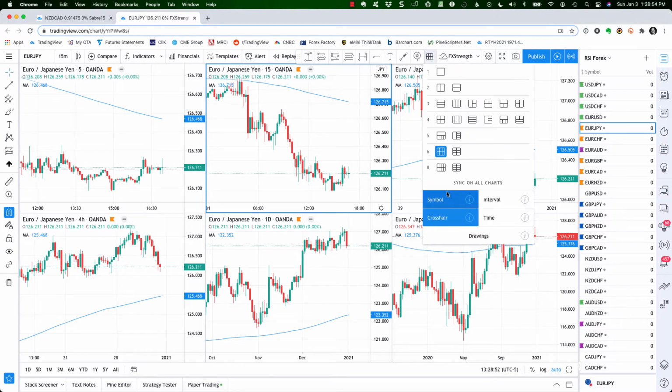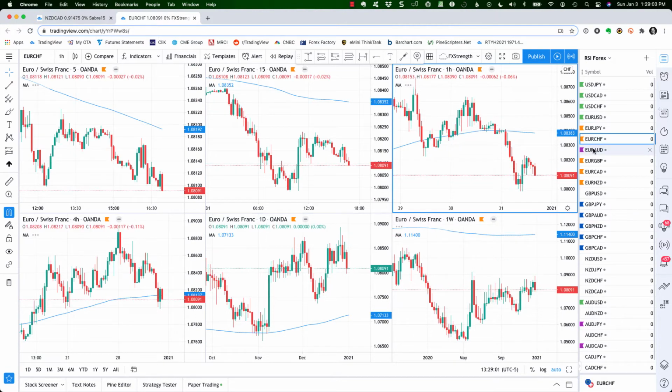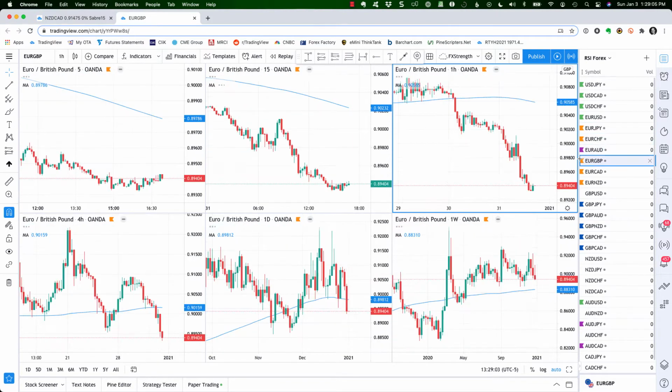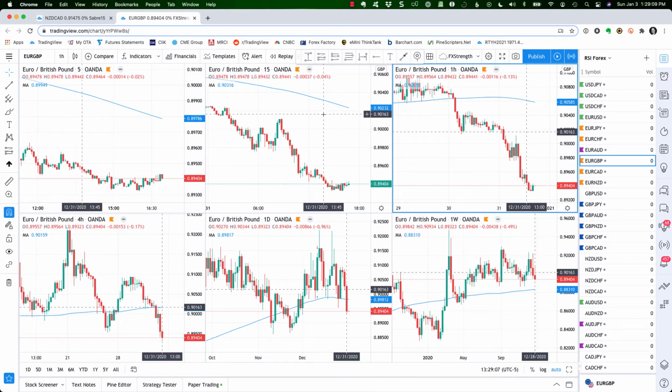And so we want to synchronize our symbol, so we're going to choose our 6 different symbols. We're going to synchronize our symbol across each of those different time frames. And every time we select a new symbol, it's going to automatically set these up for us. So we're going to see where the relative strength is.